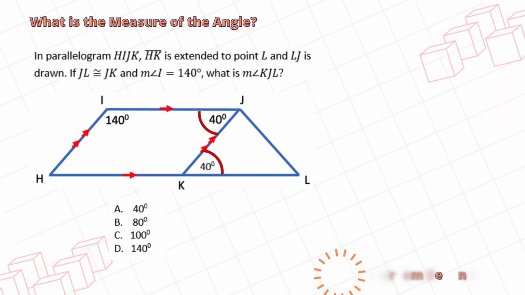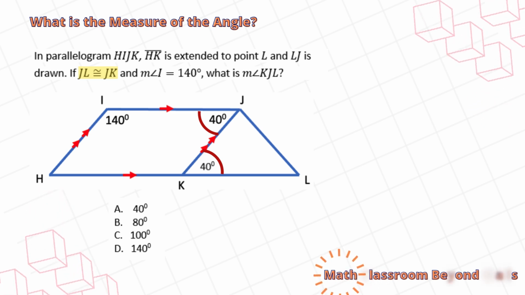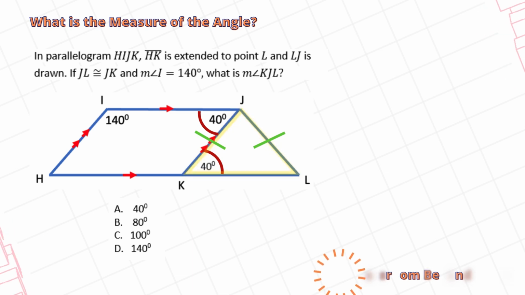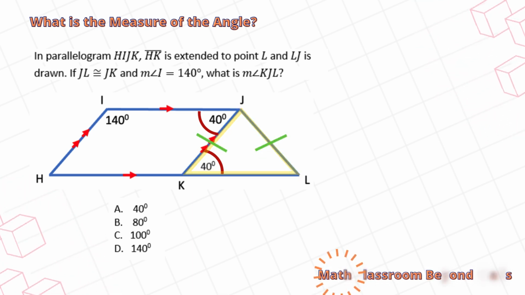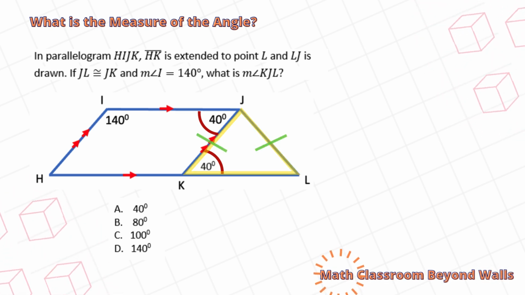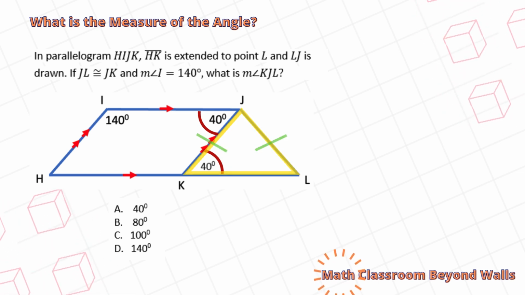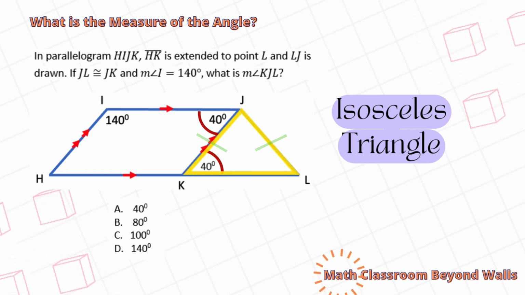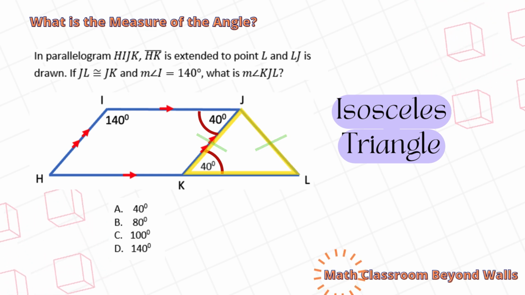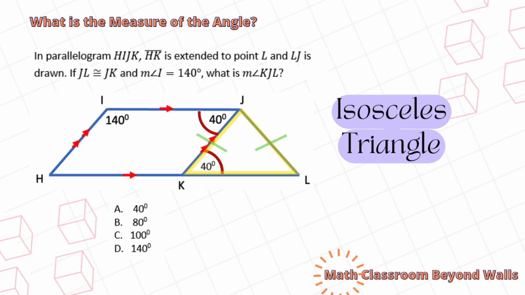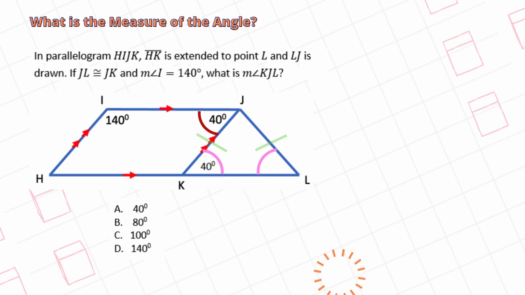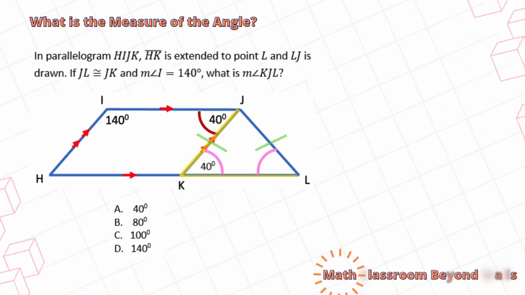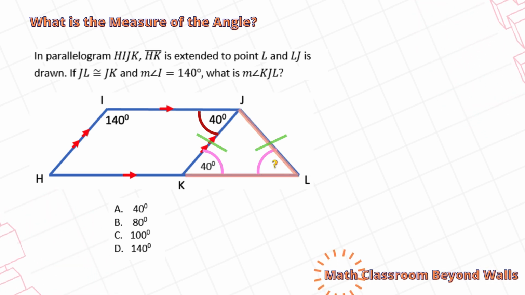Now, it is also given in the problem that JL is congruent to JK. We will show these on our drawing by marking these segments. Now, we will look at triangle KJL this time. Take note, two of its sides are equal in length. Can you tell what type of triangle do we have here, learners? You are correct. We have an isosceles triangle. Since two of the sides of an isosceles triangle are equal in length, the two angles opposite the two equal sides are also equal in measure. We will mark these angles on our drawing. In the triangle, angle JKL is 40 degrees. So, what is the measure of angle JLK or angle L? You are correct. It is also 40 degrees.